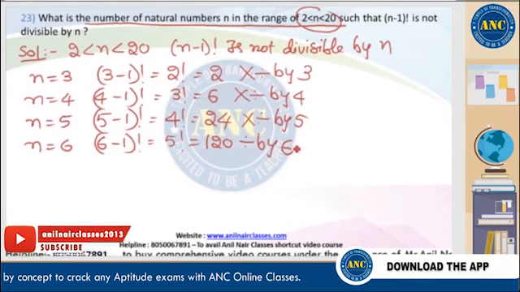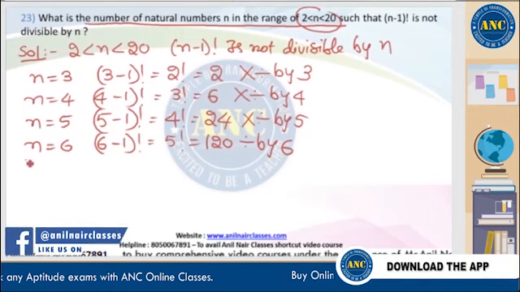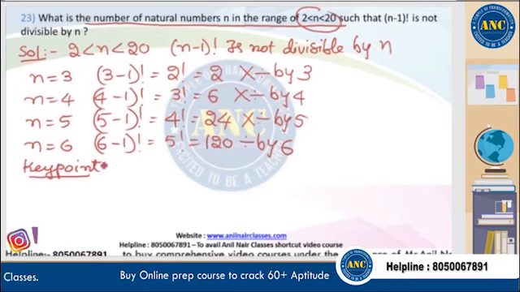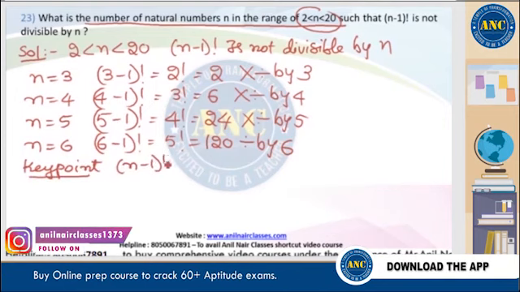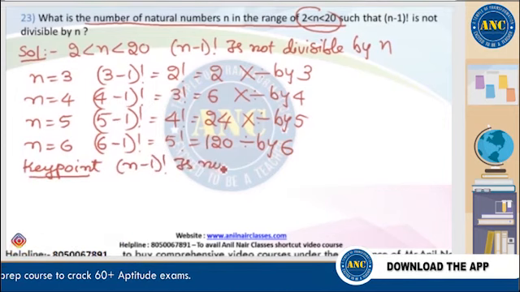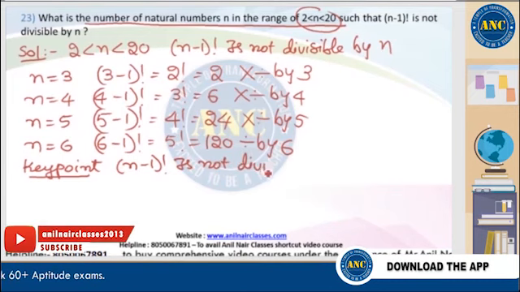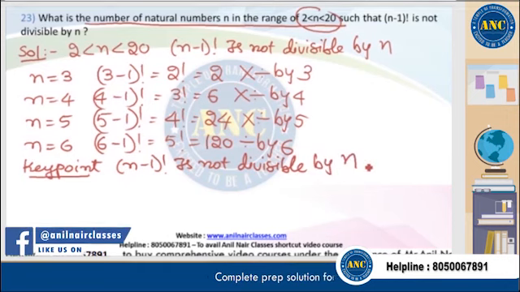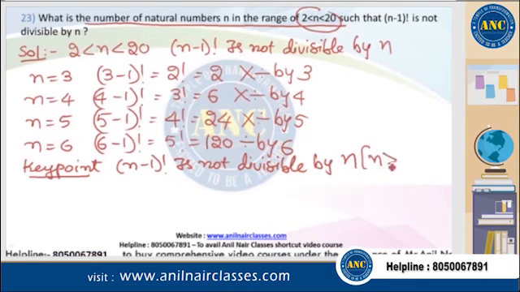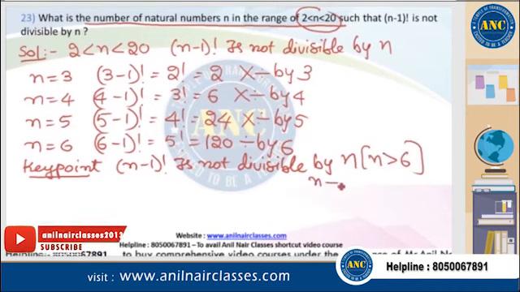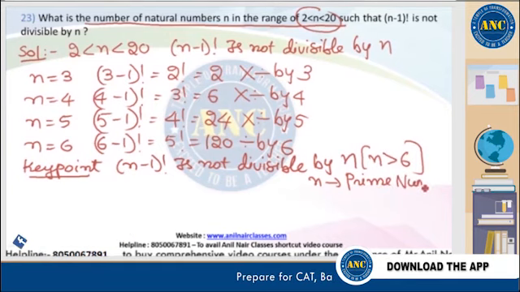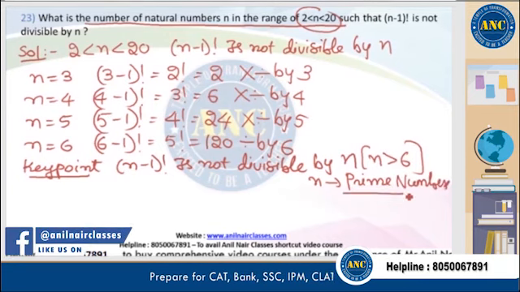Now, very important key point. N minus 1 factorial is not divisible by n. N minus 1 factorial will not be divisible by n for n greater than 6, for all prime numbers. This is a conclusion drawn from Wilson's theorem, which I will discuss.